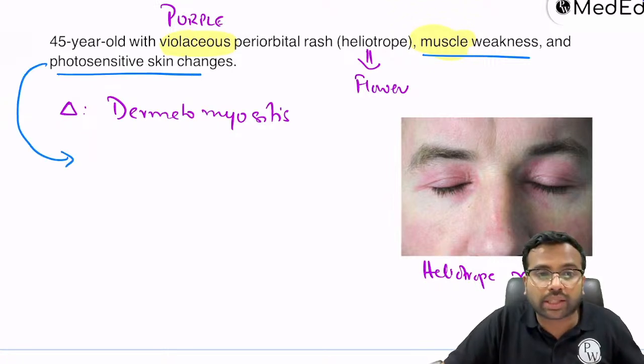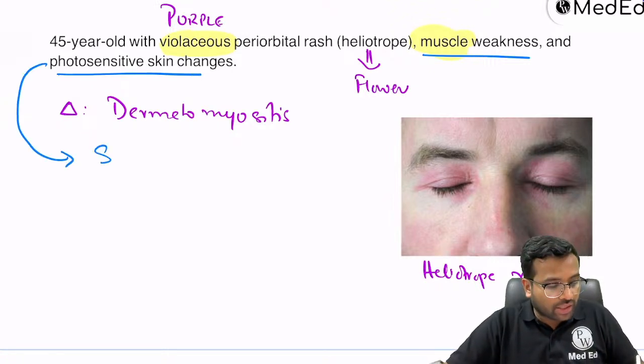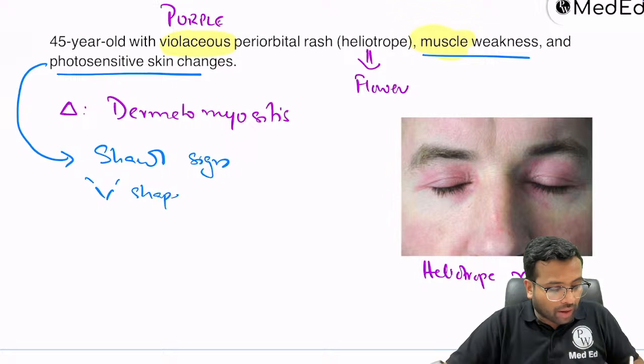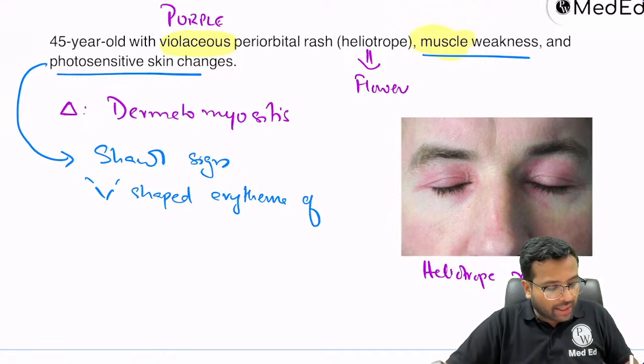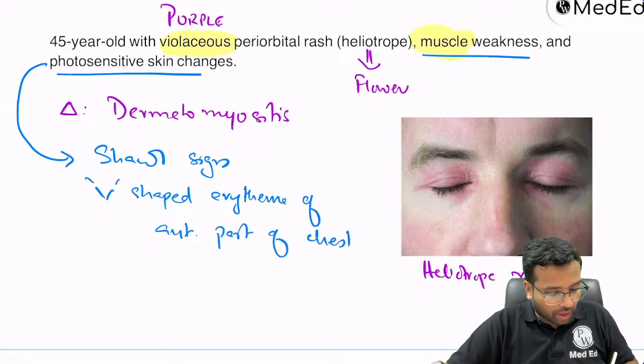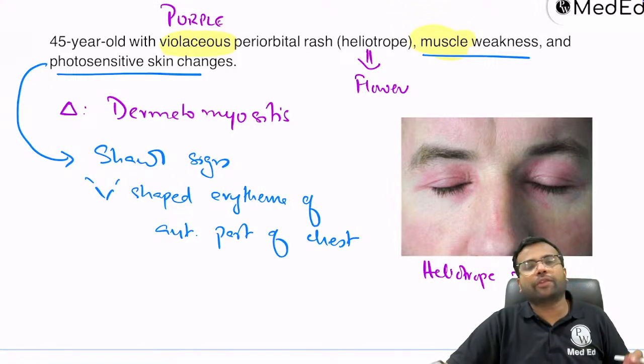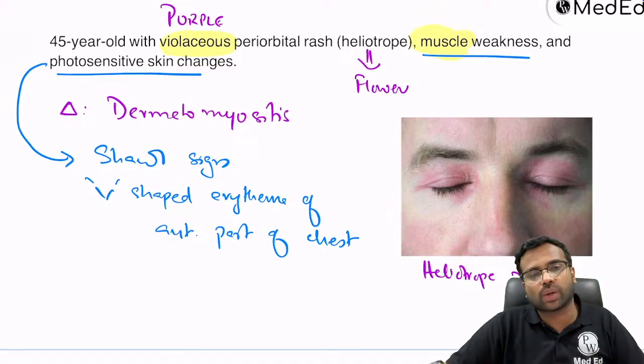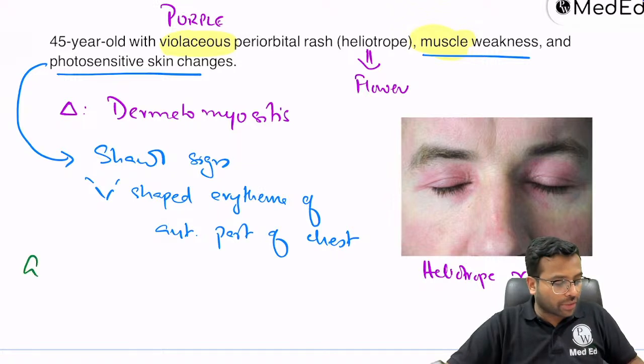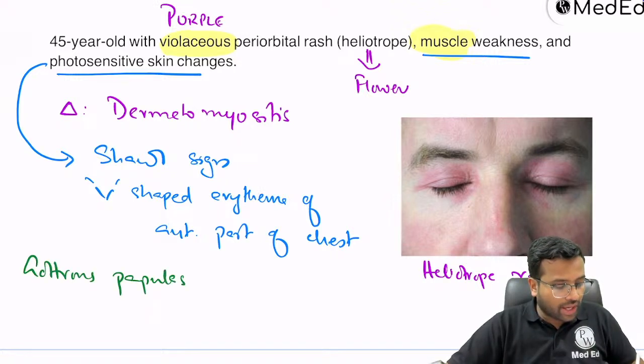What are the photosensitive skin changes you can see? You can see the shawl sign. You can see a V-shaped erythema of the anterior part of the chest. And we can see a lot of other signs as well. The other signs you can see here are Gottron's papules, which are seen over the hands, isn't it?